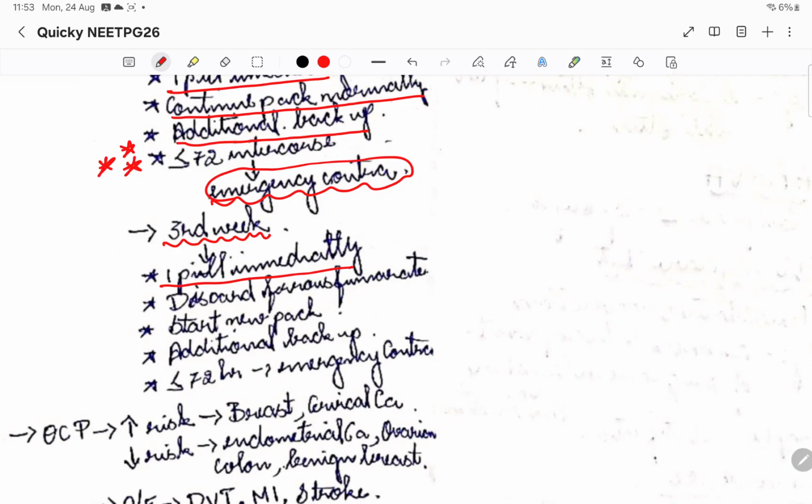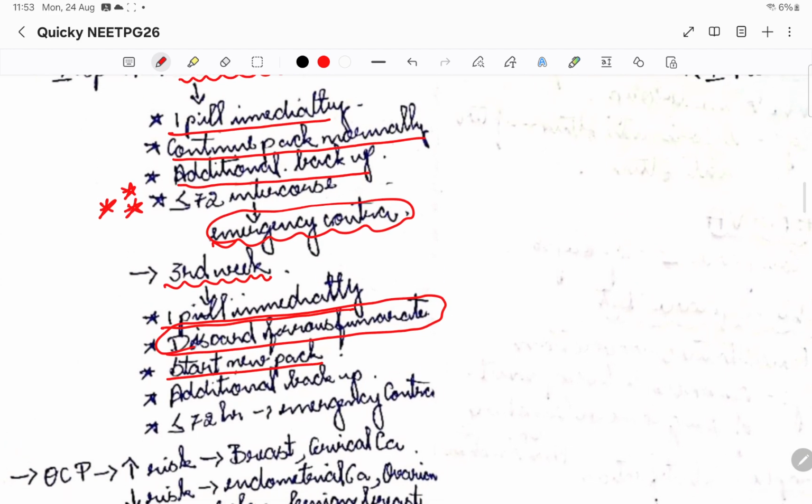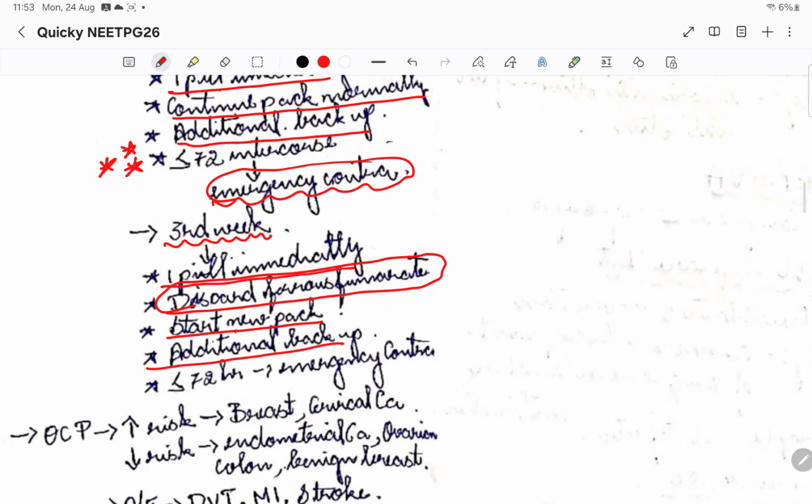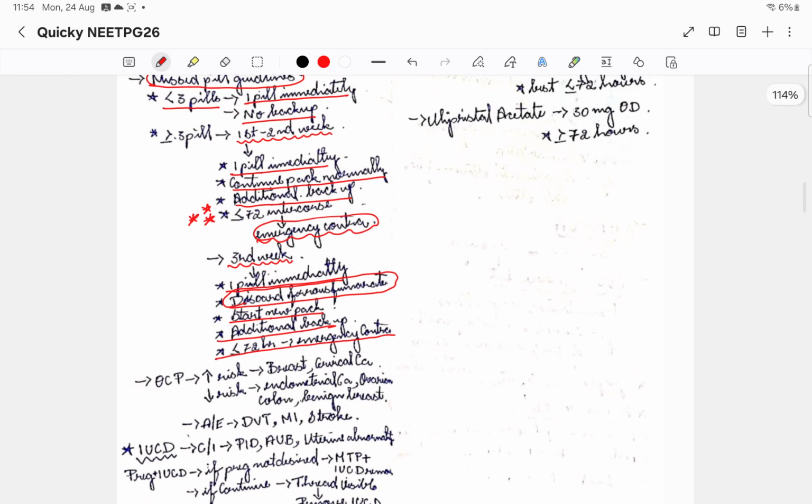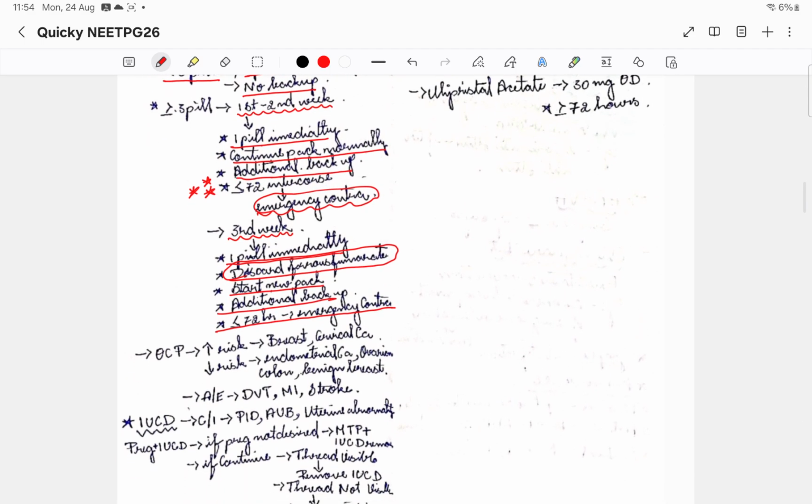Then the main thing is, please discard the ferrous fumarate pills. I told you, right? In the pack there are 7 ferrous fumarate pills. Please discard those and tell her to start a new pack. Then, same as in the first and second week, we go for an additional backup method, and if there was intercourse less than 72 hours ago, we go for emergency contraceptive. So these are the guidelines with respect to missed pills.